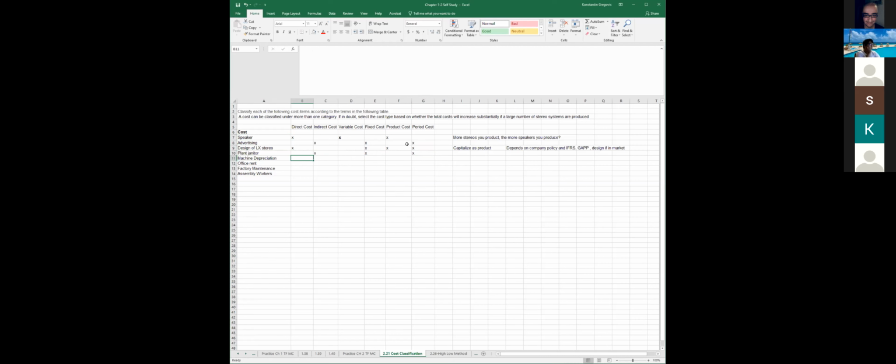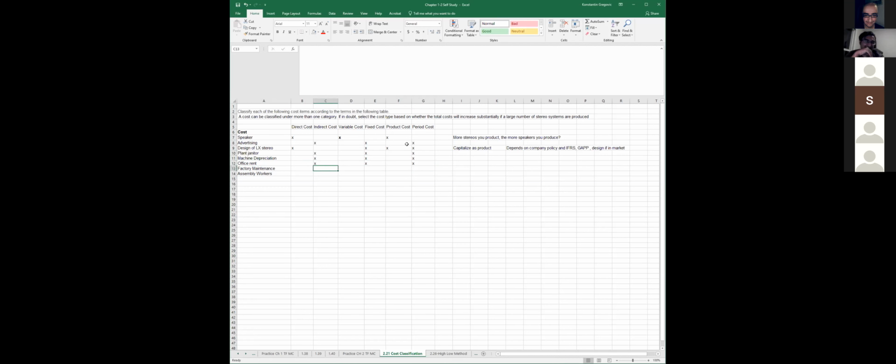Yes. Depreciation, direct or indirect? Indirect. It could be direct if... But more than likely, it's indirect. Depreciation, fixed or variable? It's fixed. Straight line method or whatever. And product or period? Yeah, it's period. Depreciation is period. Yeah. Rent, direct or indirect? Direct. Indirect. Who said direct? Office rent is indirect. Fixed. Rent is fixed. Period.